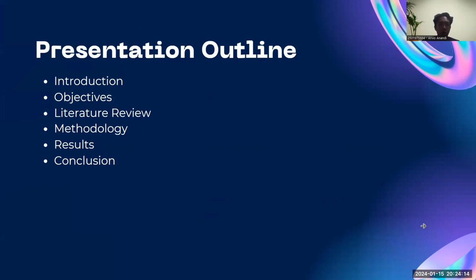And we move on to the presentation outline of our paper. First, we have introduction, then next we have objectives, and then literature review, and then methodology, and then results, and we finish it off with conclusion.